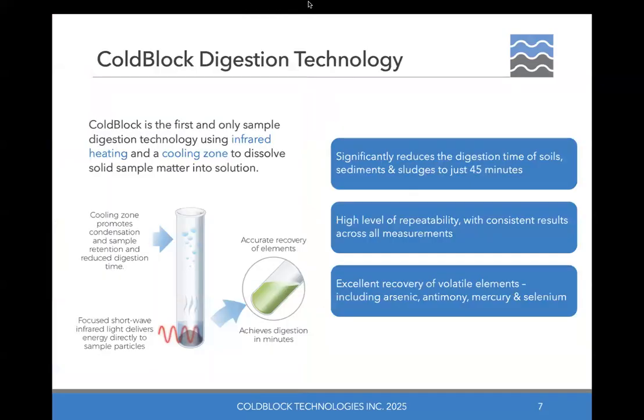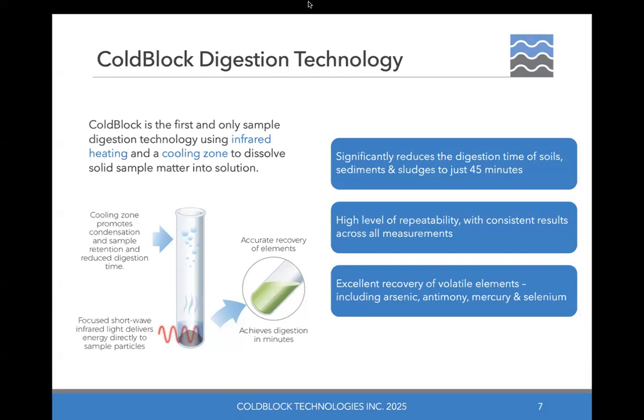Let's pause for a second and talk about ColdBlock. Now, the science behind ColdBlock sample digestion was developed here in Canada over 10 years ago. We brought ColdBlock to the market with the launch of our Pro Series digesters in 2021. ColdBlock Pro Series digesters have been sold in over 20 countries around the world. It is now being used by some of the largest commercial labs in the industry, as well as many industrial, academic, and government labs. So what's different about ColdBlock?